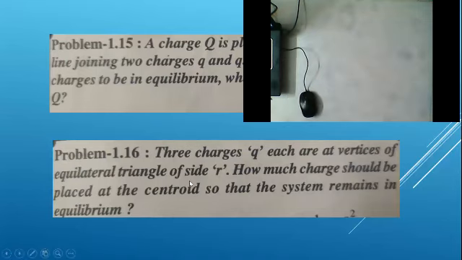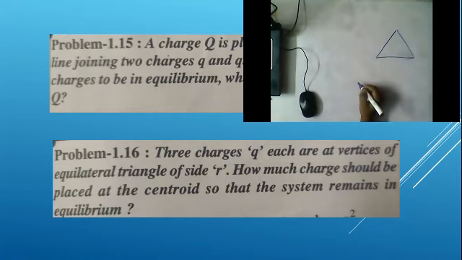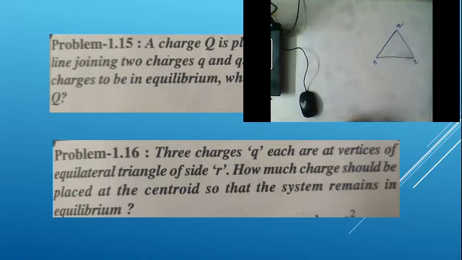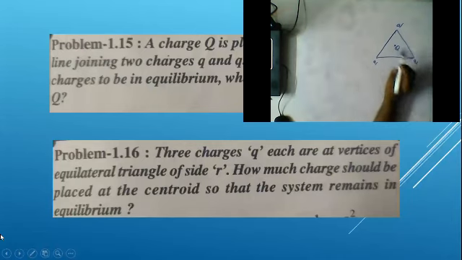Okay, guys, the next question is also very simple and different. The triangle, and the three charges q, q and q were placed like this. Now a charge capital Q is placed at the centroid. What should be the Q value so that the net force in the system is 0?